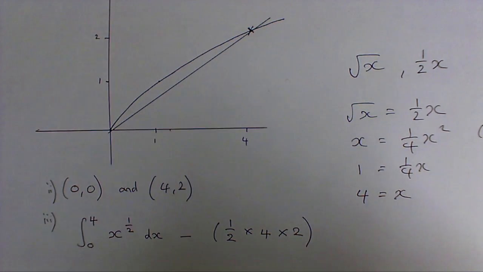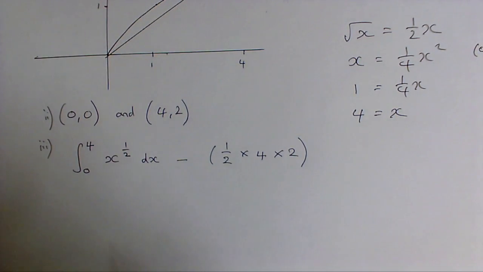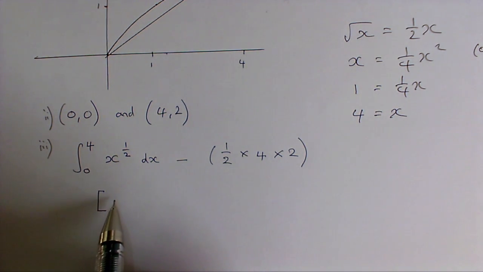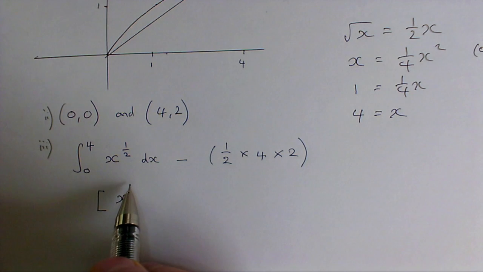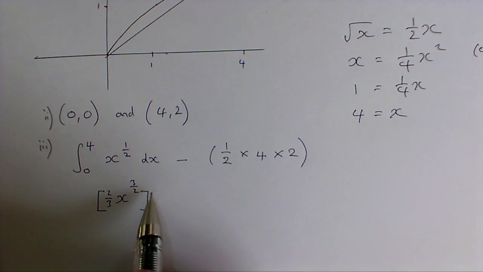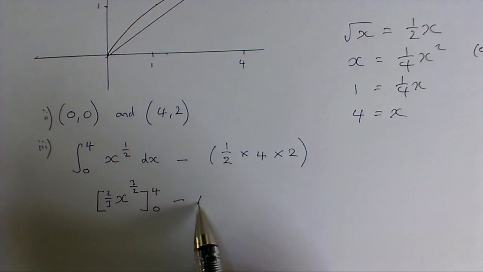Okay, and then let's look at that integral. Well, if we raise half up by 1, so x to the power of 3 over 2, isn't it? And of course, if we divide by 3 over 2, we get 2/3, and we're putting in 4 and 0, and taking away 4. That's the area of the triangle.